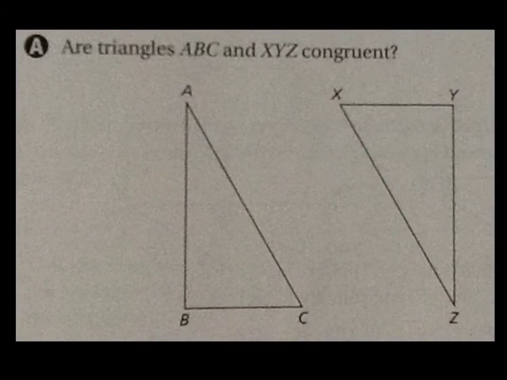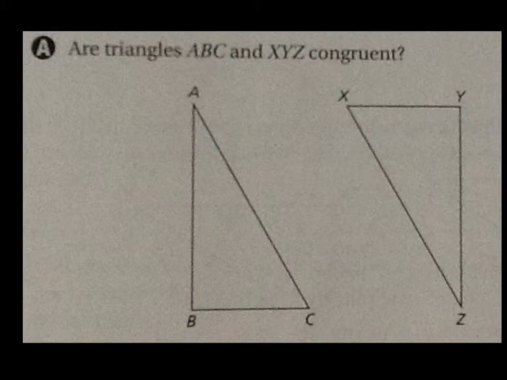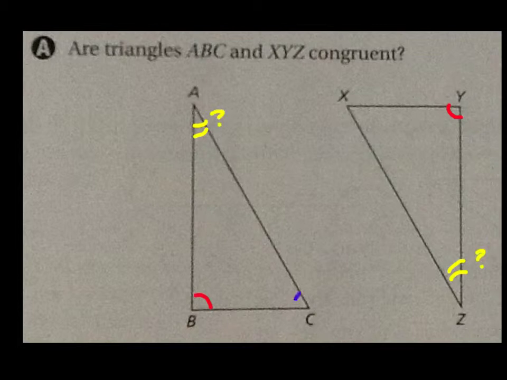Here are our triangles. We have ABC and XYZ, and we need to determine if they're congruent. Just looking at them, ABC and XYZ look pretty similar in shape. It looks like they have one big angle at B and Y, and vertex A and Z potentially could be congruent to each other, and C and X.